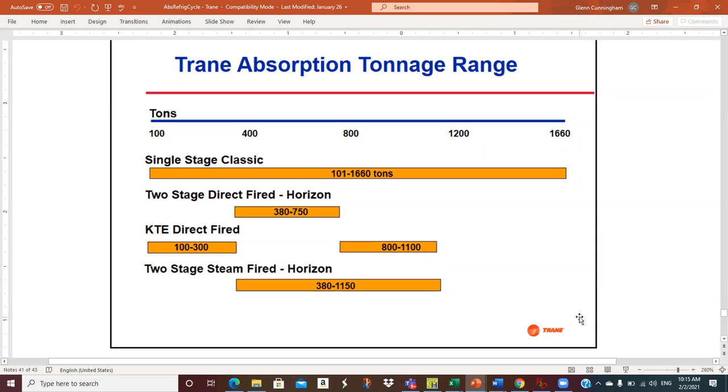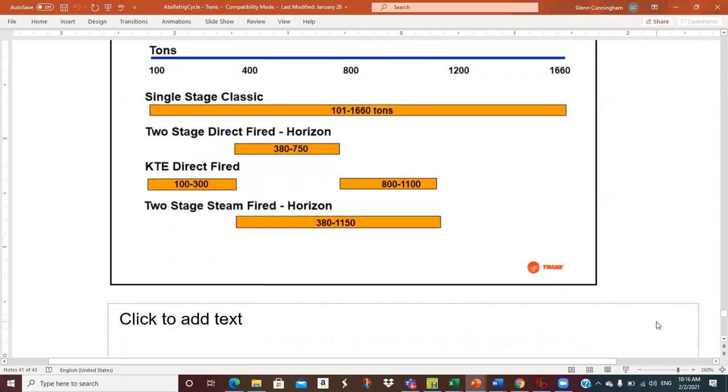Let's see, we've got a KTE direct fired 100 to 300, and then they have another size range, 8 to 1100, and then the two-stage steam fired Horizon 380 to 1150. So that is a pretty good selection range. And these slides have been out there a while, so there may be more options today.